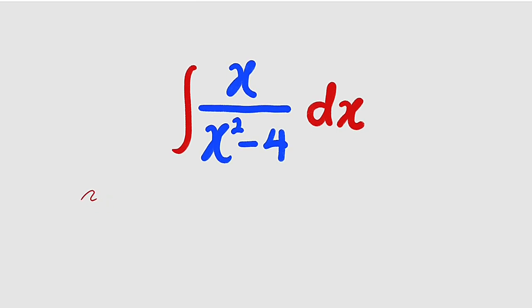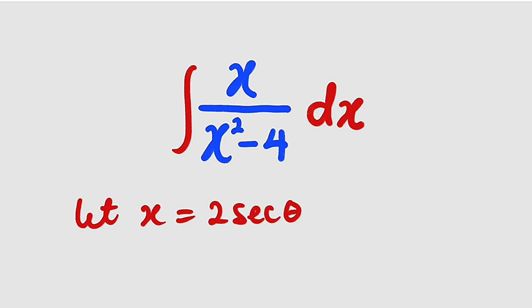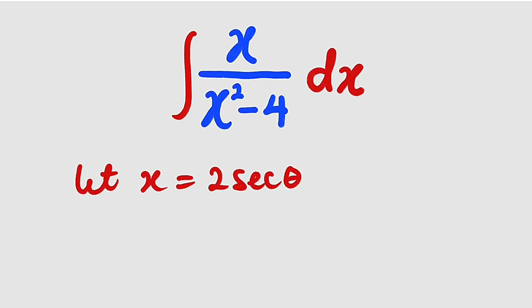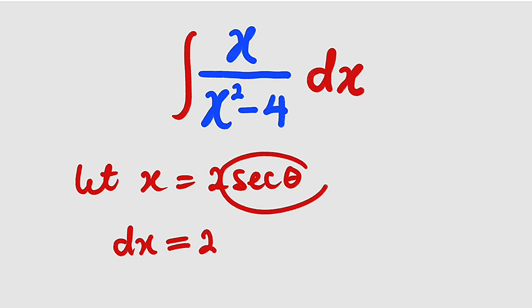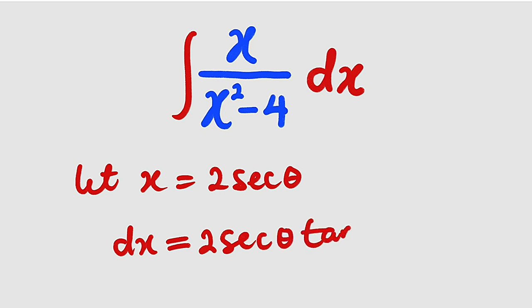I would like to let x be equal to 2 secant theta, right? Therefore, we are going to differentiate both sides. The left hand side becomes dx. The right hand side, 2 is constant. If you differentiate secant theta, you have secant theta tangent theta. So now let us back substitute.